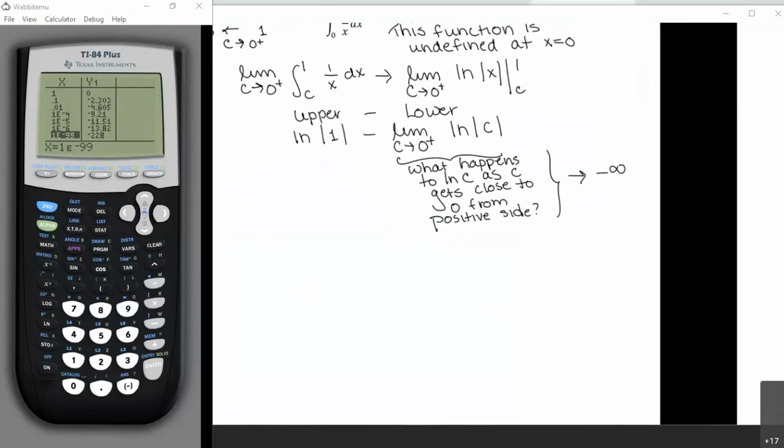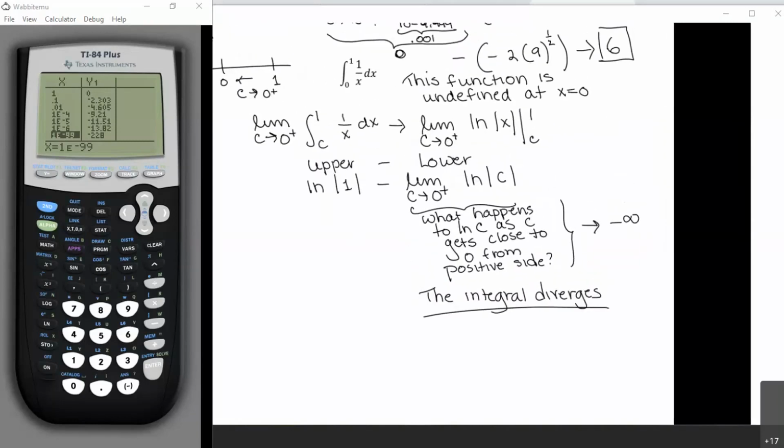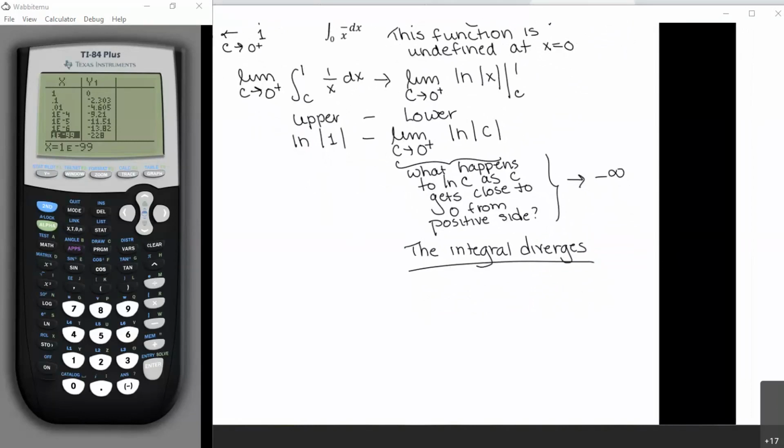It doesn't matter that ln of 1 is something I can evaluate. That's 0. This part blows up. So the integral diverges. In other words, that's your way of saying I couldn't get a numerical value for this. The integral diverges. Does this make sense?